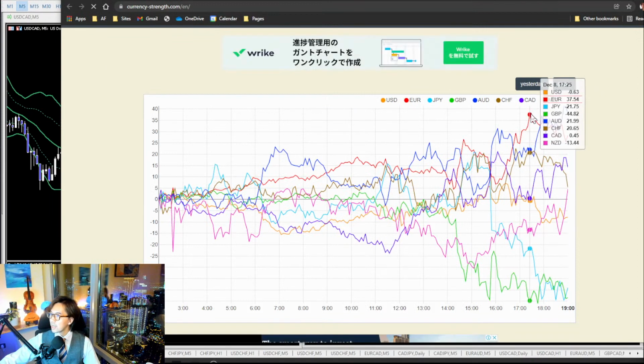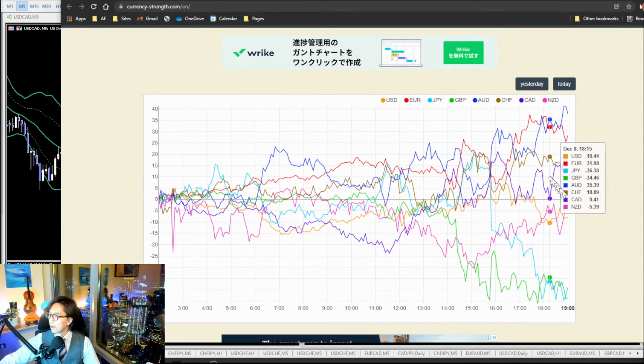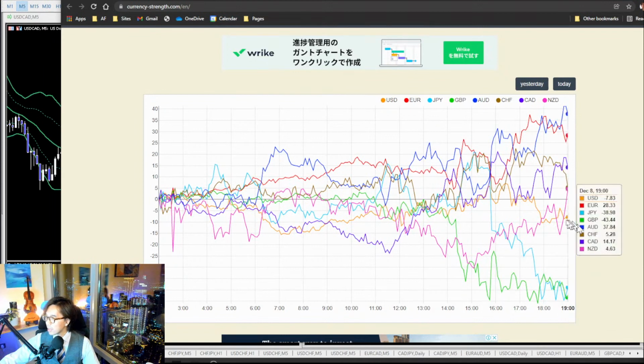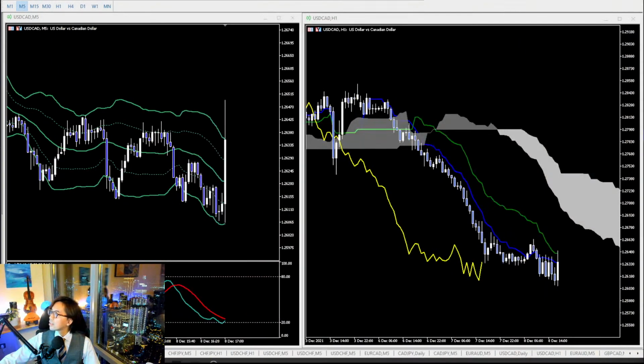Okay, speaking of CAD, it went down, and AUD also went down. Euro is up, and Swiss franc is down, and USD sideways, and JPY is up, and New Zealand is also up. So that's the result for this news. And yeah, so that was at the break even. So it's good that I set the break even like this, so I don't lose in this particular trade.